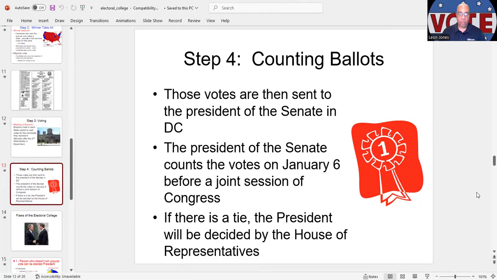Step 4, counting ballots. Those votes are then sent to the president of the Senate in DC, which the president of the Senate is the vice president. The president of the Senate then counts the votes on January 6th. This is why we had that crazy January 6th, because of these votes that were counted. So basically, the vice president counts the votes on January 6th before a joint session of Congress is held. Again, I just told you this so you'll remember it. If there happens to be a tie, the president will be decided by the House of Representatives.